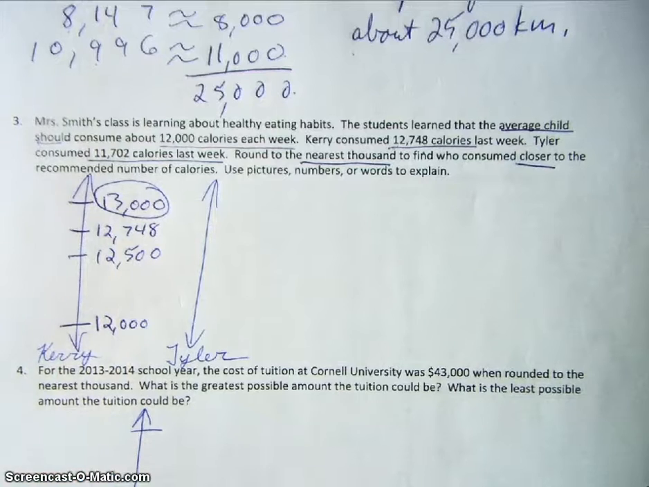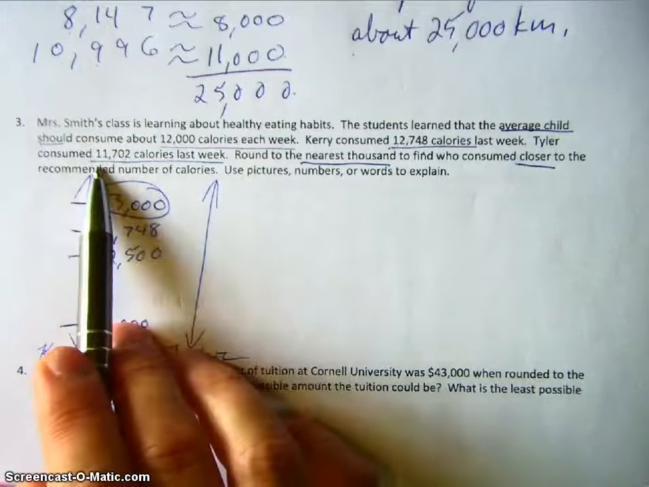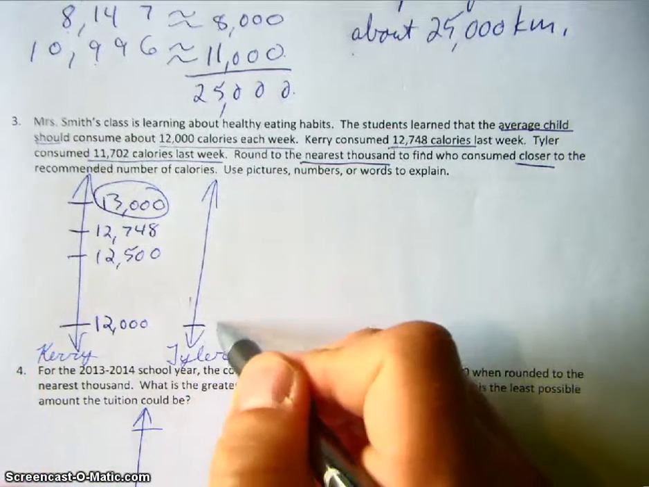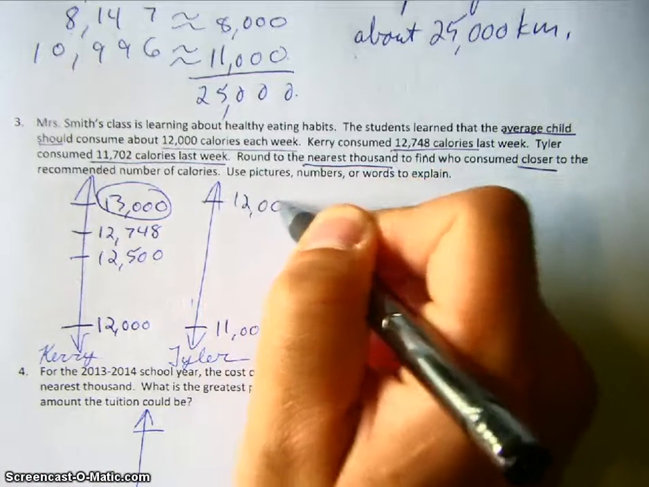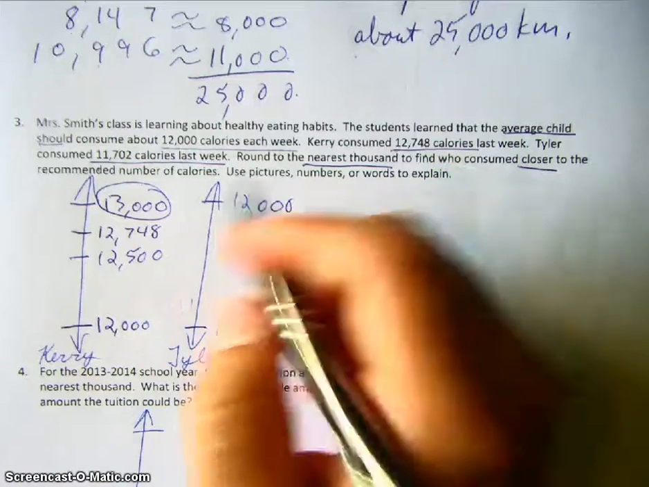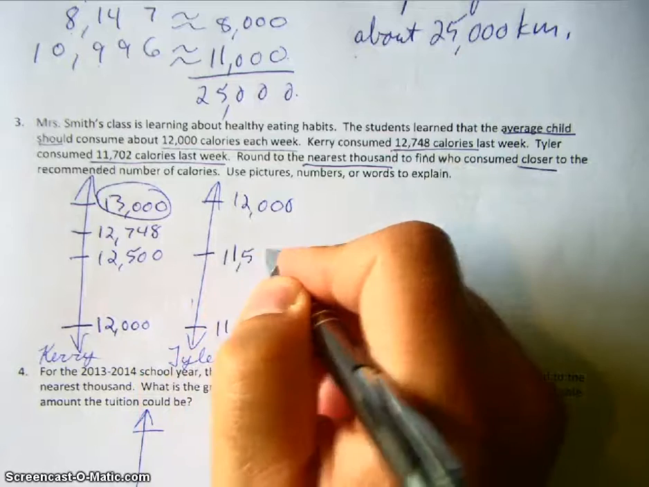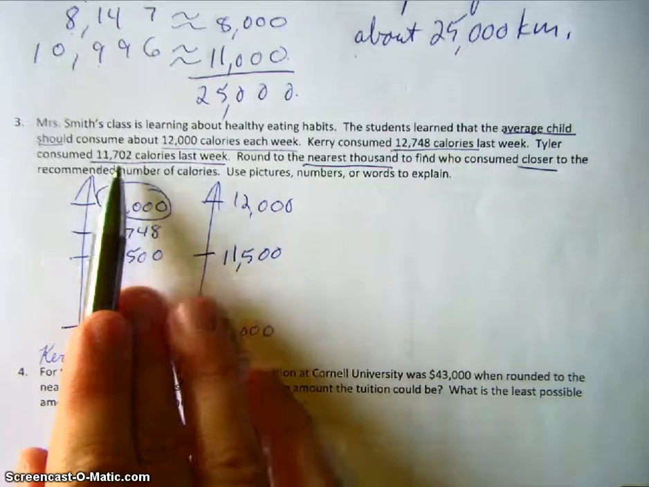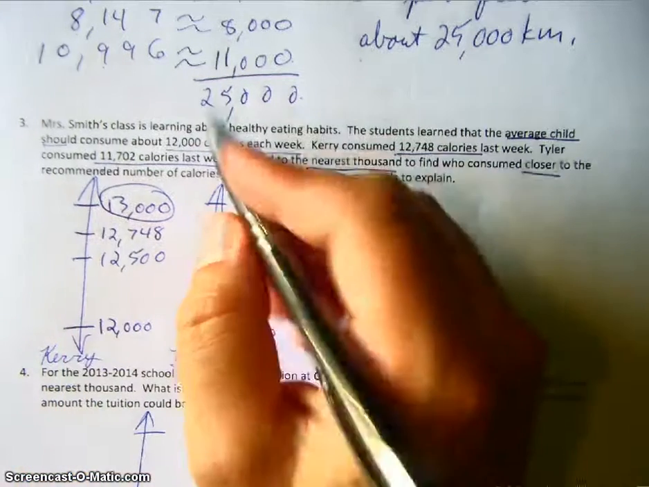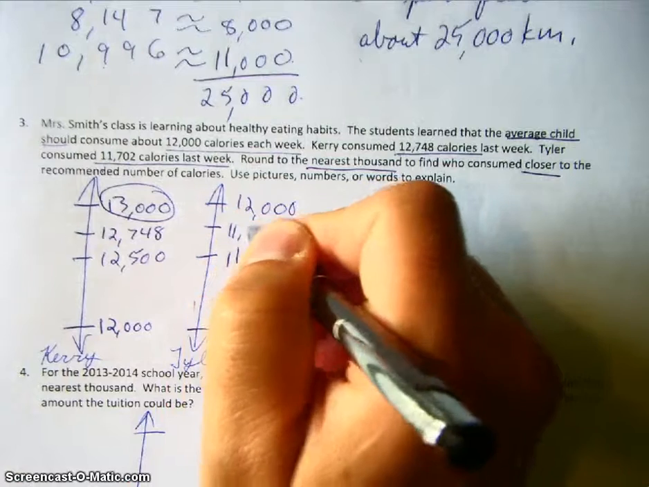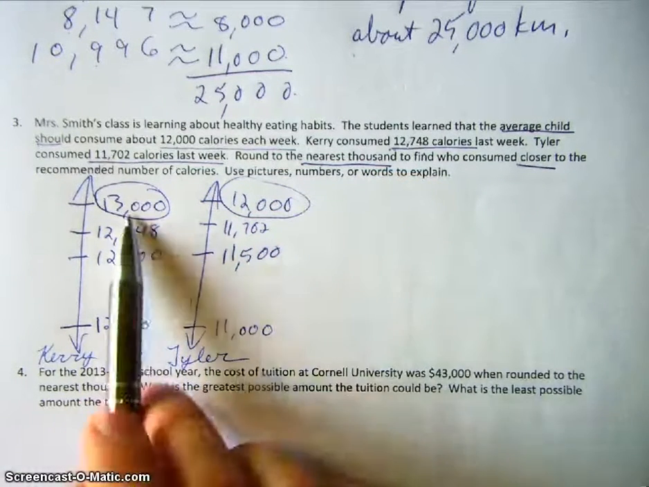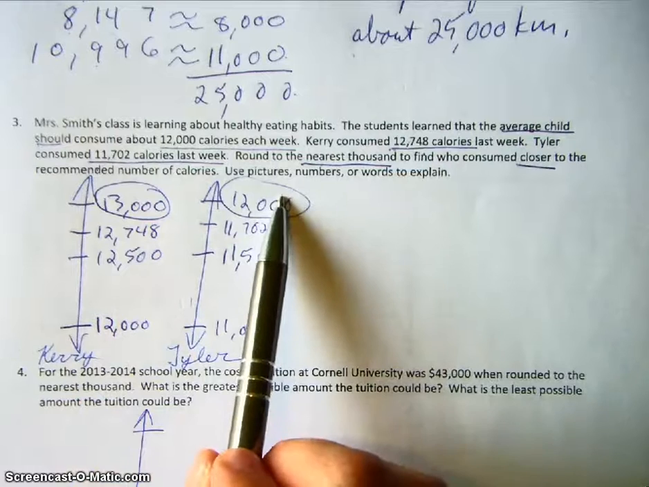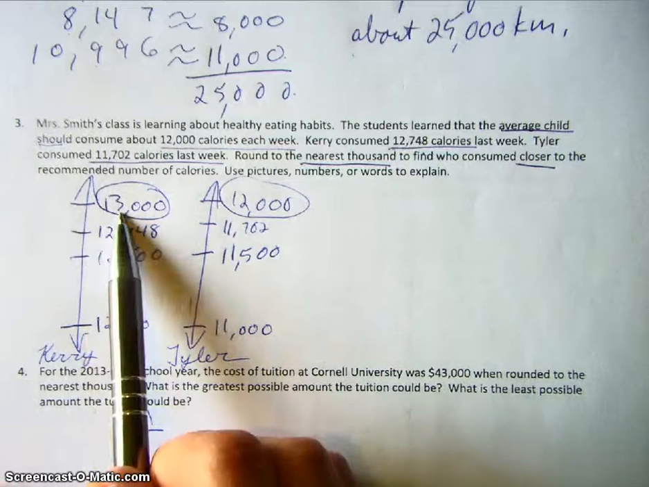Now Tyler, on the other hand, has 11,000s. And then another 1,000 would be 12,000. So we need to see where we are in between those two. So then our midpoint would be 11,500. Okay. Now again, 7 in the hundreds place tells us to round up to 12,000. Well, after we're rounding, we see that Tyler actually rounds to 12,000, whereas Carrie rounds to 13,000.